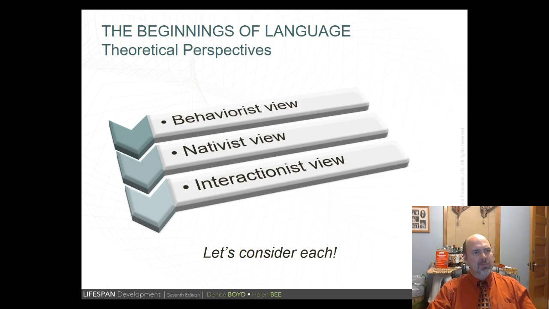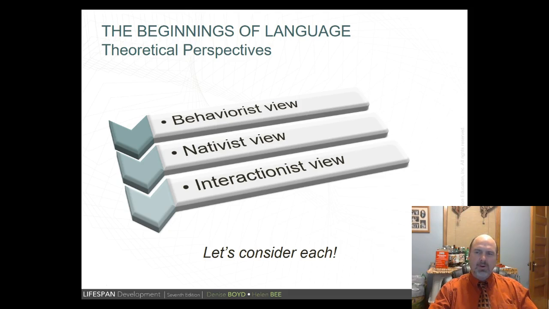There's three theoretical perspectives about the beginnings of language. One is the behaviorist view, and that comes from B.F. Skinner. In short, he said language development begins with babbling, then the behavior is reinforced by parents, operant conditioning. However, parents tend to reinforce or even imitate the baby's babbling, which thus prolongs the babbling.